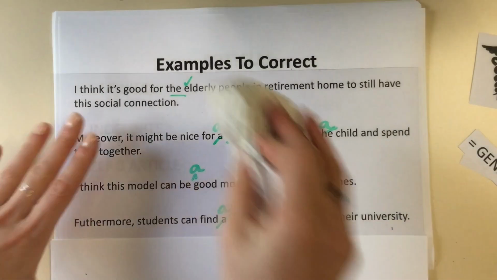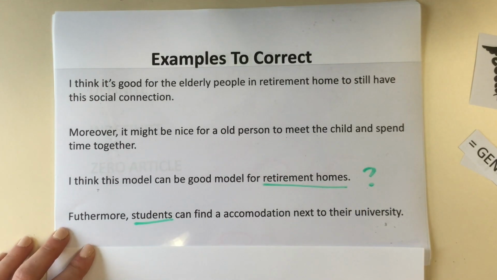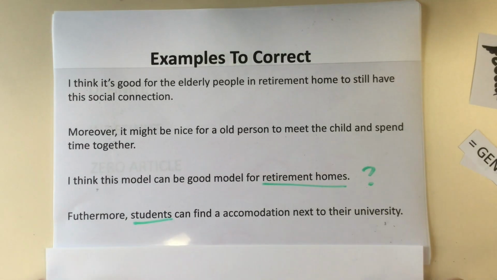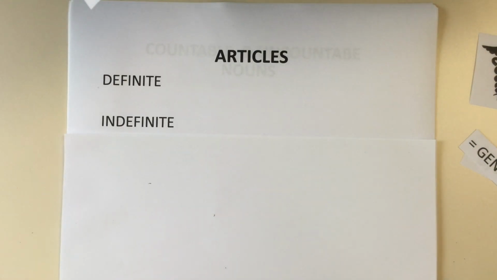Now, I know what you're thinking. What about retirement homes, students? These are both nouns, but they have no article. That brings me to my next point. So we've just seen definite and indefinite articles, but in English there's a third article called zero article.